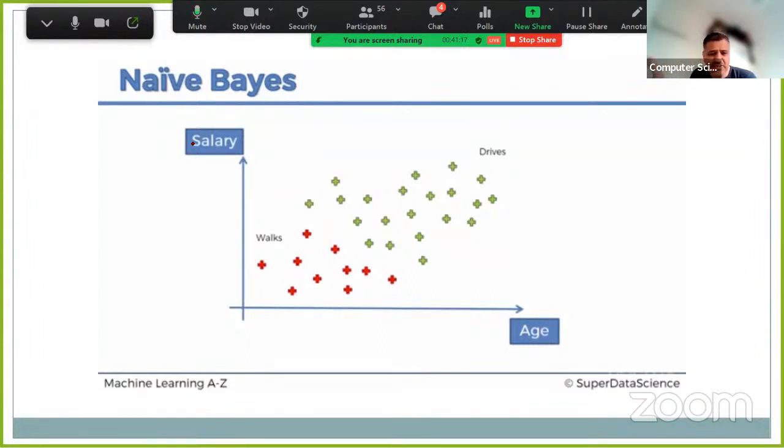And in this case, I am going to apply the naive Bayes classifier. So I have two classes. On one side, I have walk. On the other side, I have drive. Let's suppose this is a new data point, and I want to predict whether this new data point will commute to the office through walking or through driving. So this is my problem statement, and I have data on the basis of age and salary.